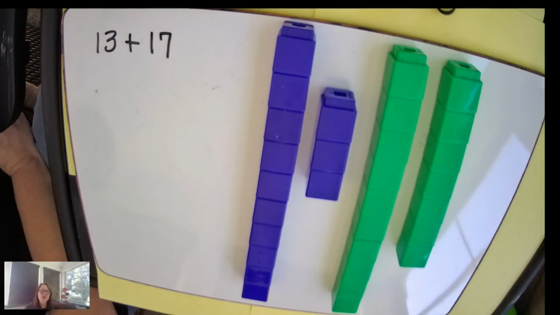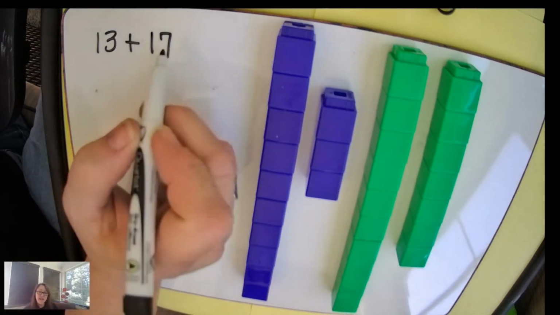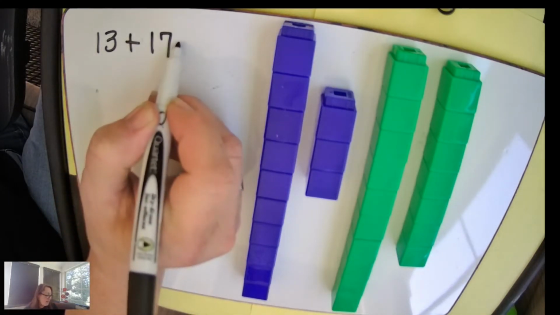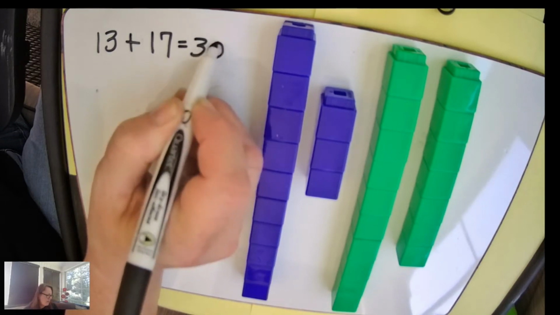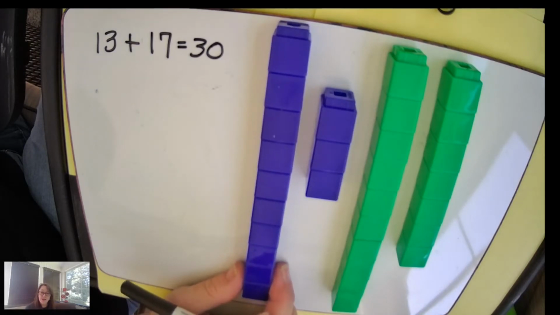Davon, what do you think the answer is? Okay, Davon says that he thinks the answer to 13 plus 17 is 30. Do we agree or disagree with 30? Okay, I see some of you have even changed your mind, that you agree that 13 plus 17 equals 30. Davon, can you tell us how you were thinking about this problem?